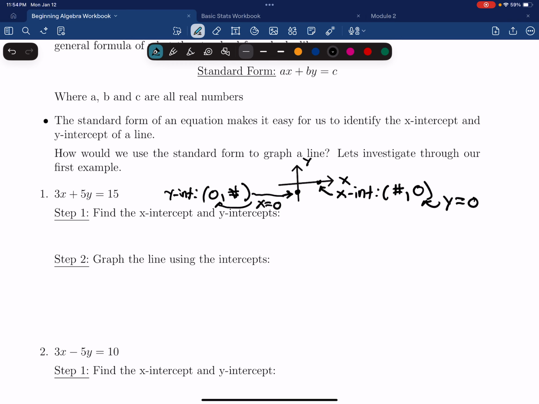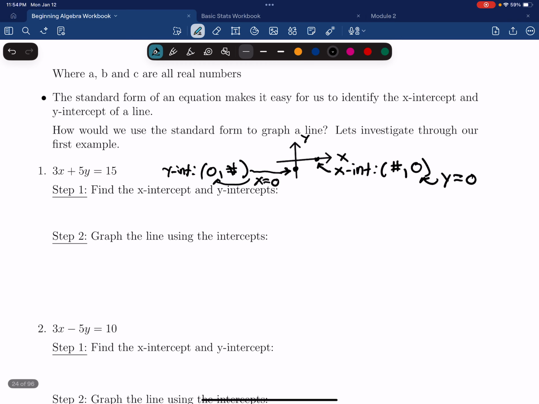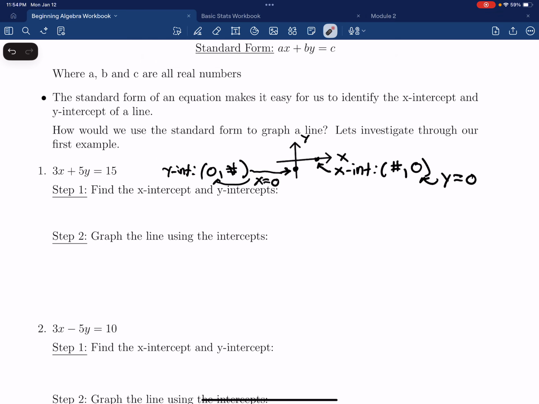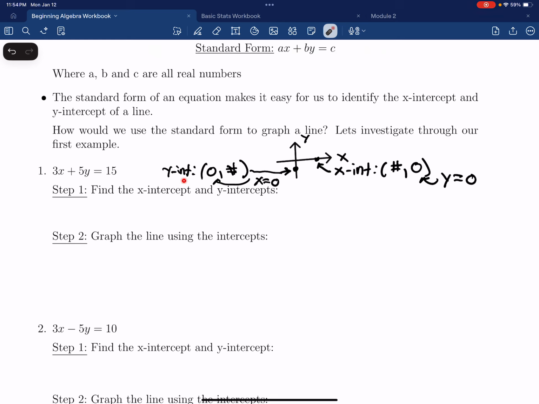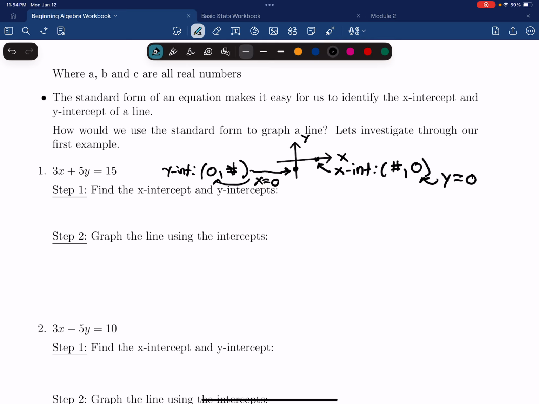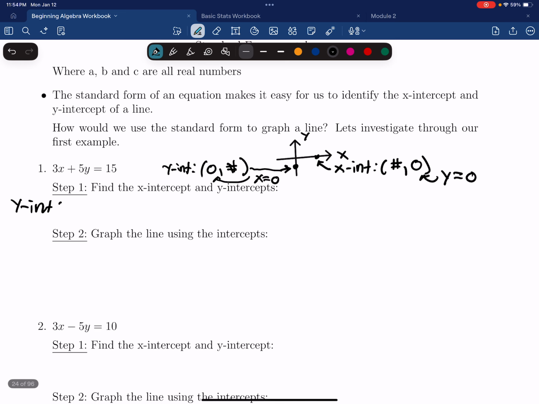So what does that tell us? Well, that means when you're finding the x and y-intercept from the equation of a line, you can plug in the values. When you want to find a y-intercept, you simply plug in 0 for x, and you solve for y, and that's your y-intercept. So let's start by doing that. Let's first find our y-intercept for example 1, where we have 3x plus 5y equals 15.